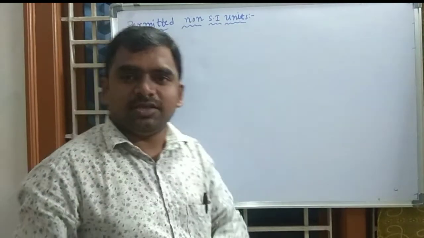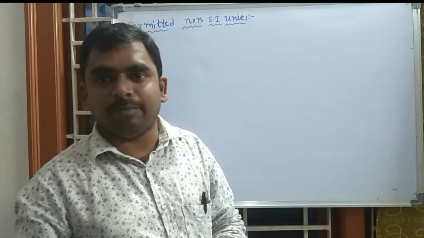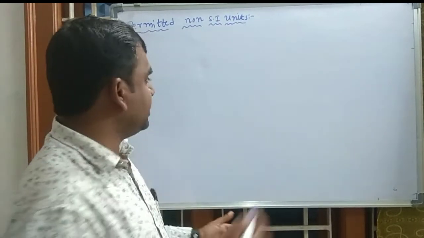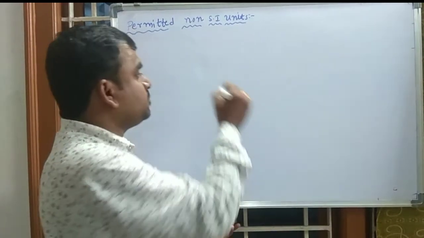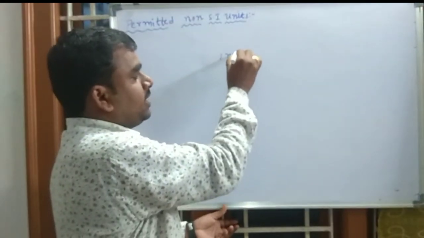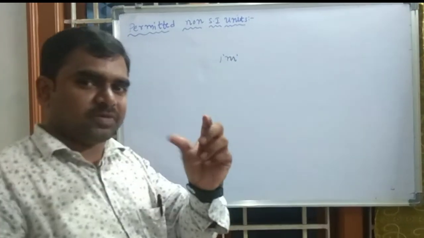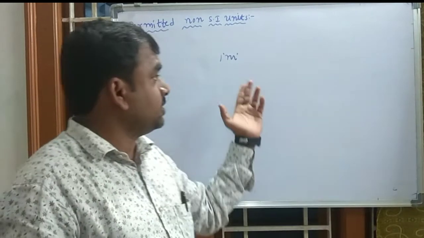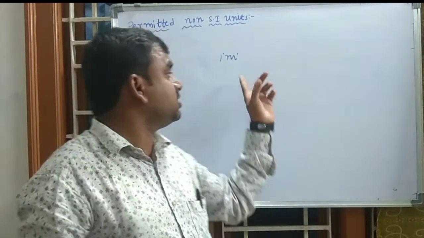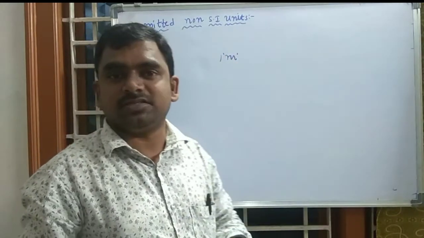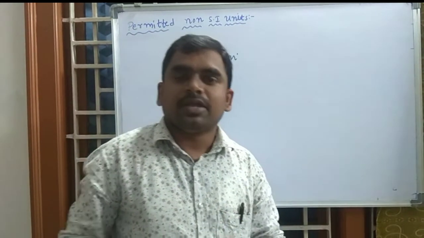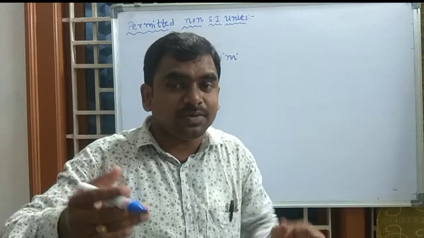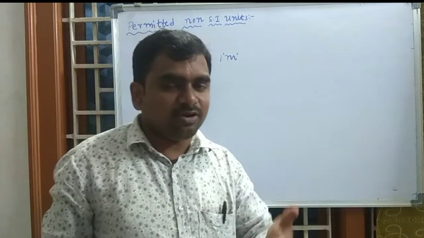Permitted non-SI units. Why do we have to discuss them? For example, if you want to tell the length of anything, say the length of this board, you may tell 1 meter. The length of a chalk piece you may tell in centimeters. But it is not always possible to tell in meters. For example, the distance between Vizag and Delhi. In which way would you tell that? In kilometers, right?